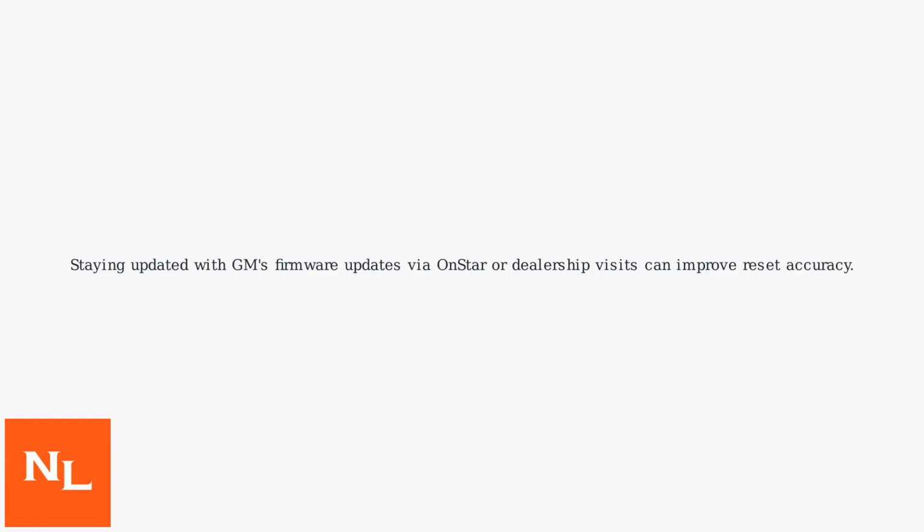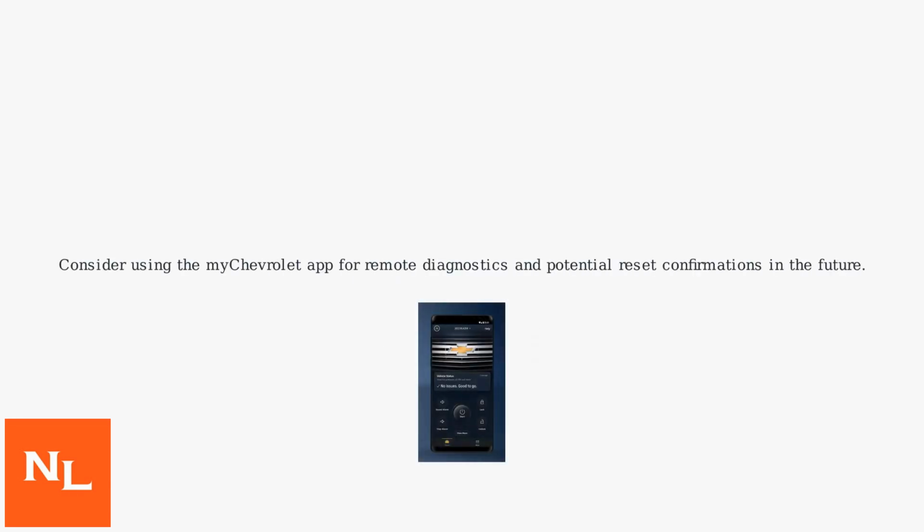Staying updated with GM's firmware updates via OnStar or dealership visits can also improve reset accuracy, especially when using synthetic oils or encountering extreme driving conditions. Consider using the My Chevrolet app for remote diagnostics and potential reset confirmations in the future, aligning with the trend toward digital maintenance tools.